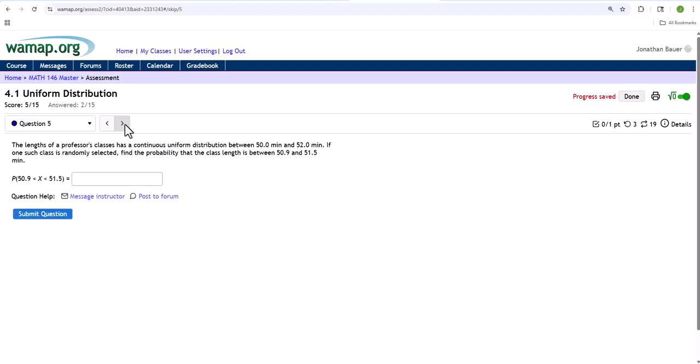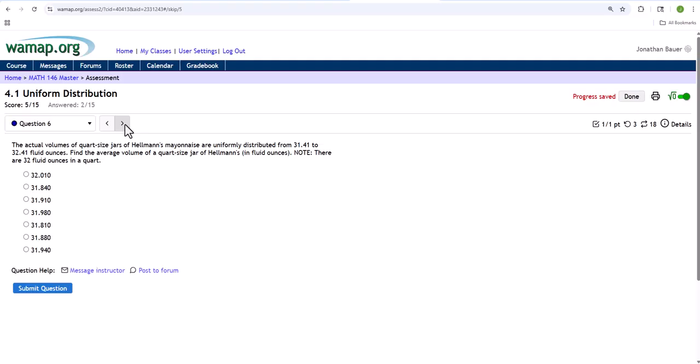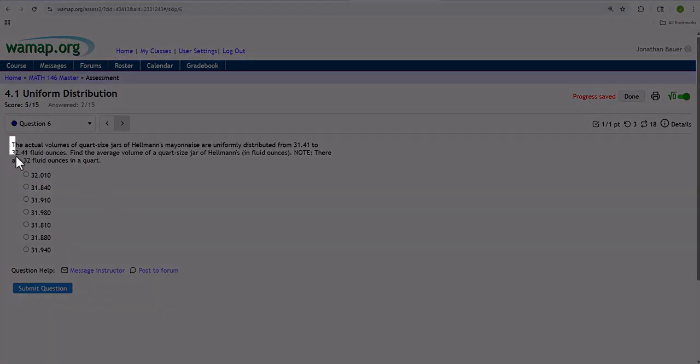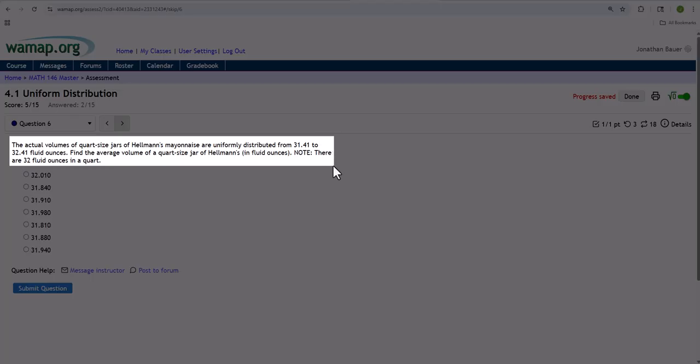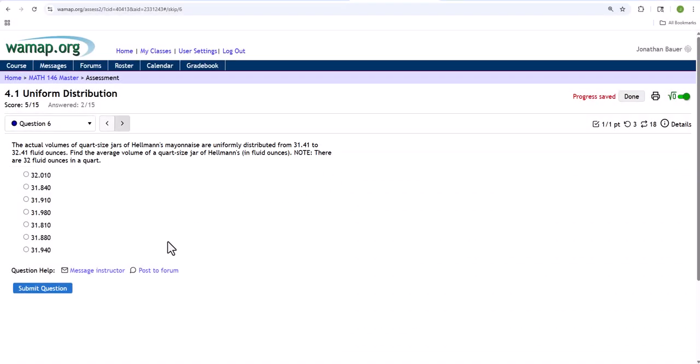Here we have another great one, a professor, just finding some more betweens. I want to go over a couple of these. It says the actual volumes of quart-sized jars of Hellmann's mayonnaise are uniformly distributed from 31.41 to 32.41 fluid ounces. Find the average volume of a quart-sized jar of Hellmann's in fluid ounces. Note there are 32 fluid ounces in a quart. And so these are multiple choice. But essentially here, this is a fancy question asking us to find the mean.